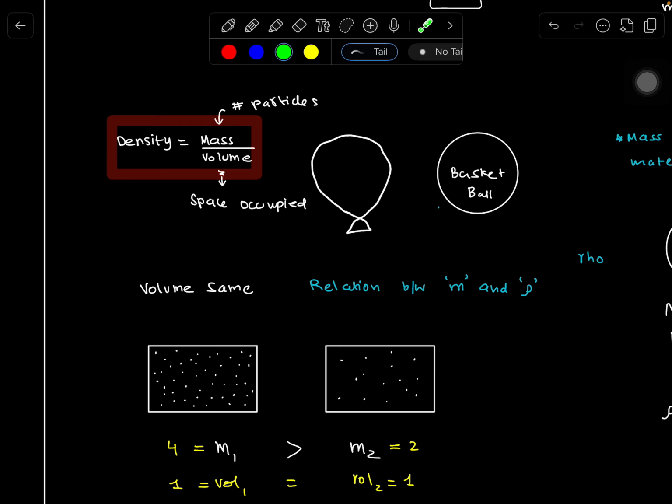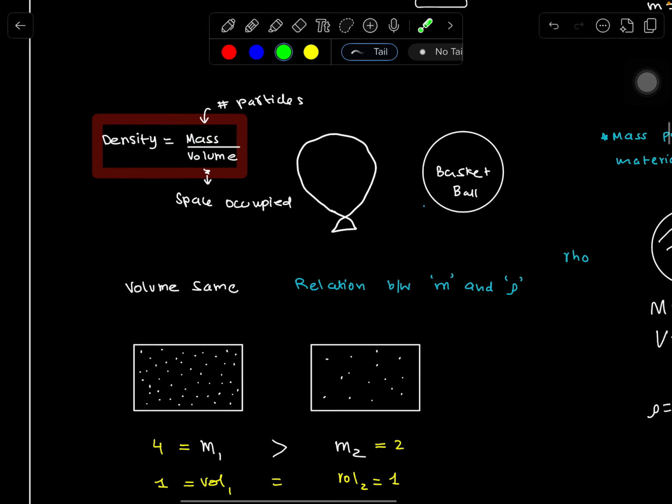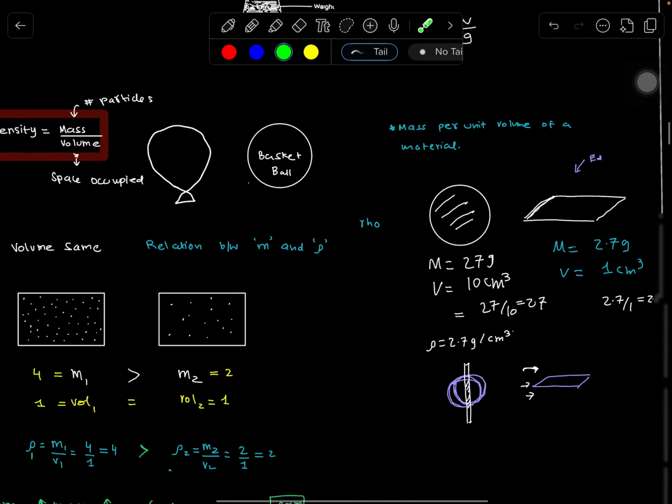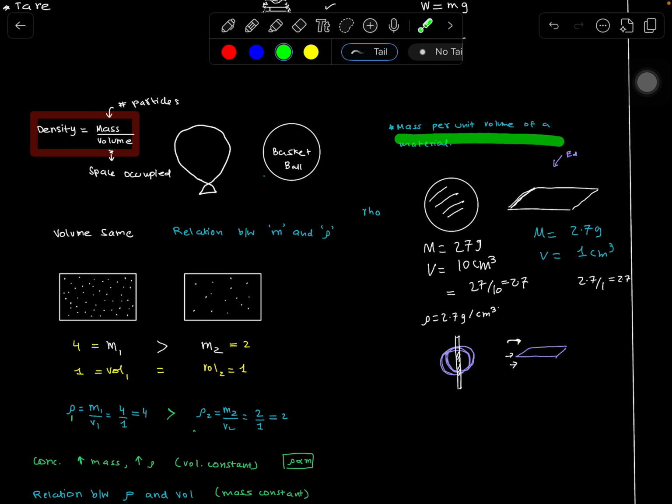Lastly we have density. Density is the amount of mass that is distributed upon a unit volume. If you divide the mass by volume, you'll get the density of an object. So it's mass per unit volume of a material.